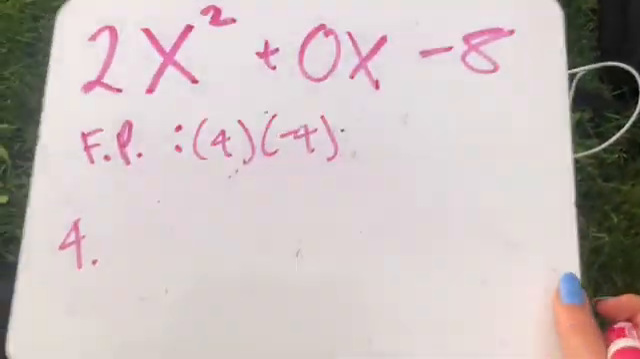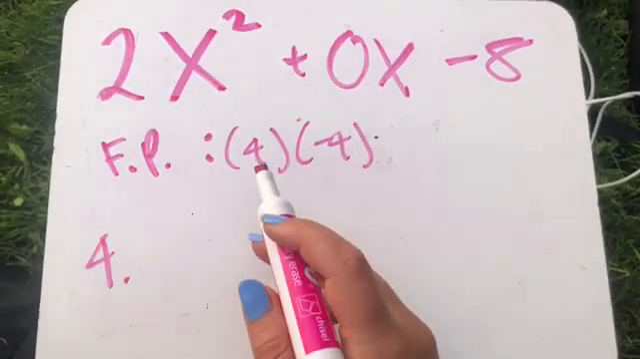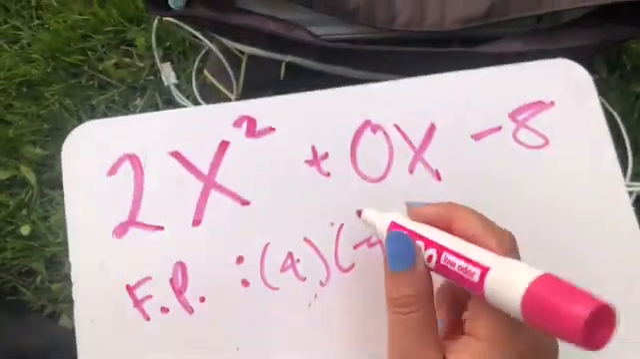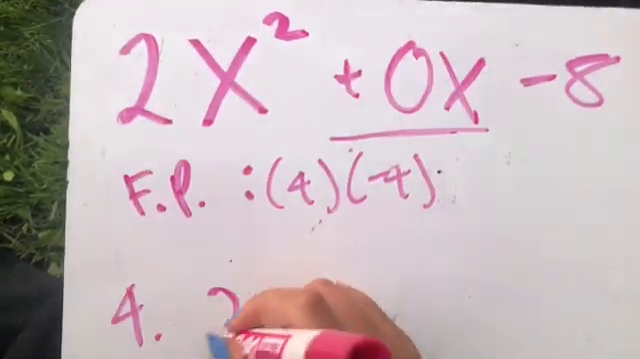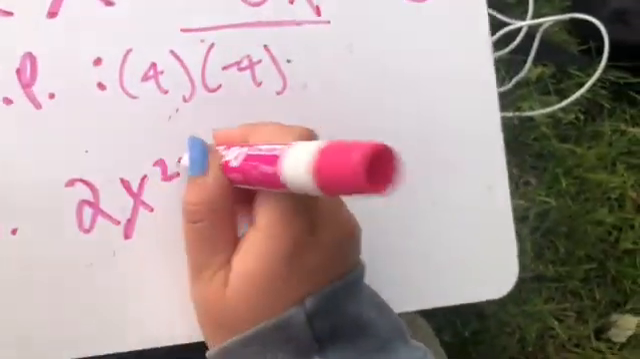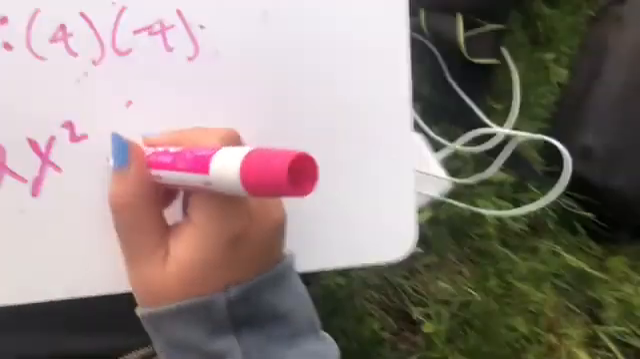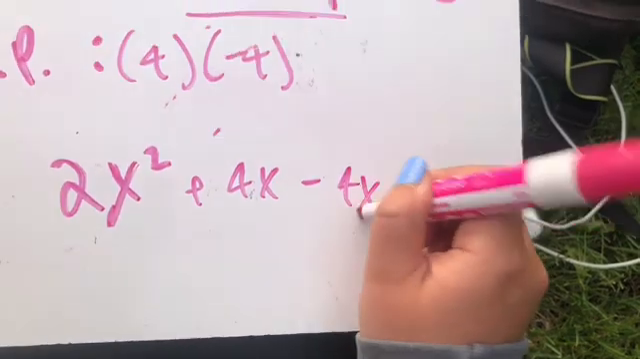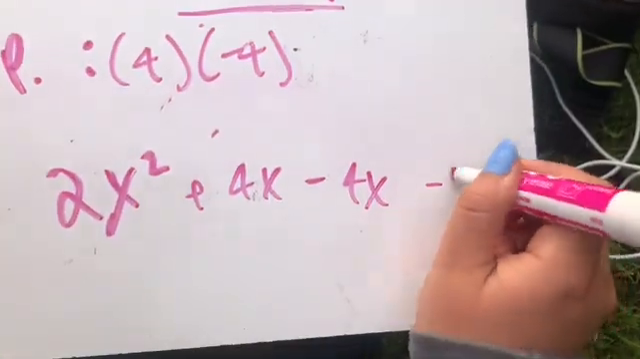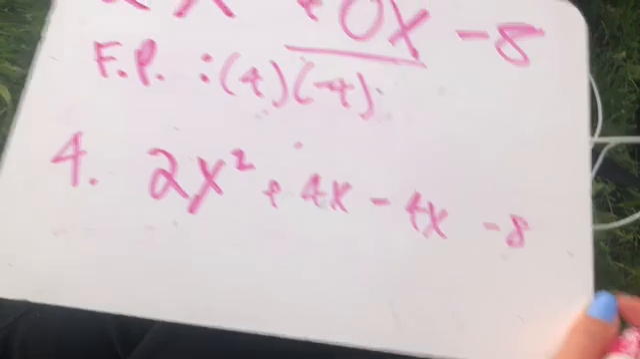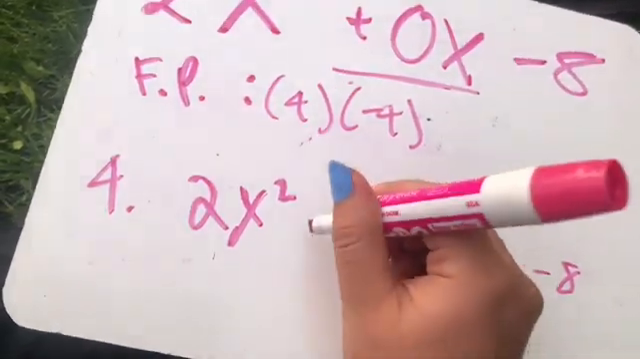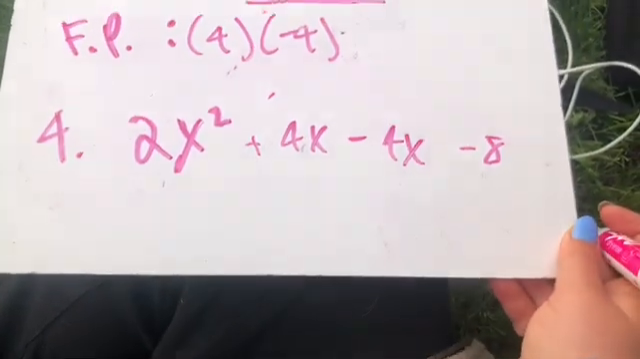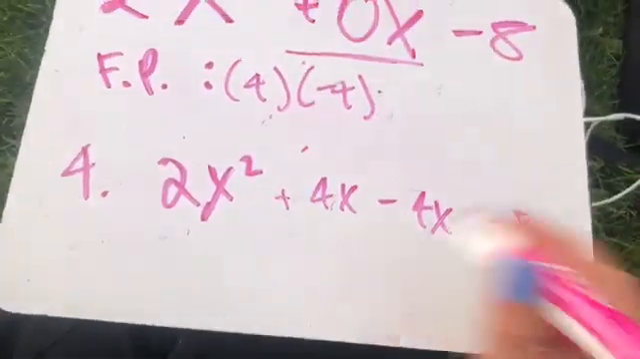Last step is going to be to write this. I'm rewriting 0 as 4x minus 4x. So I have 2x squared plus 4x minus 4x, and I still have my minus 8 at the end. So my final answer is 2x squared plus 4x minus 4x minus 8.